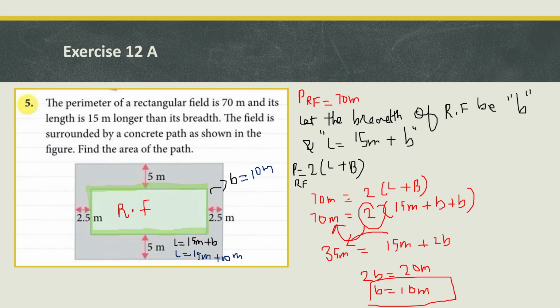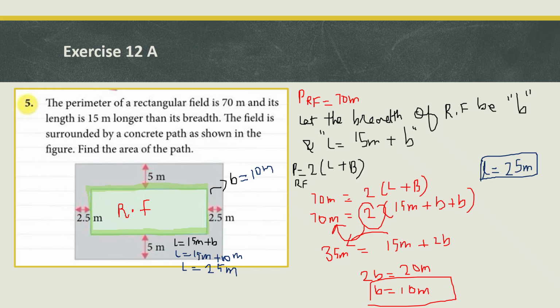10 meter. So in this way length would be 10 plus 15, which is 25 meter. So b is 10 meter and length is 25 meter. This way we have just found the length.